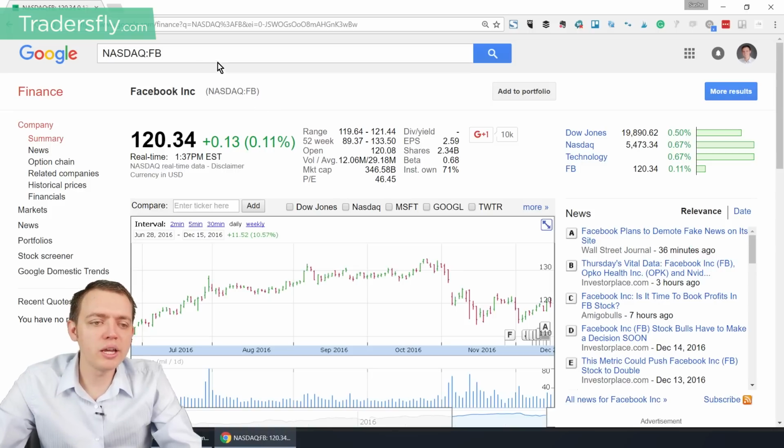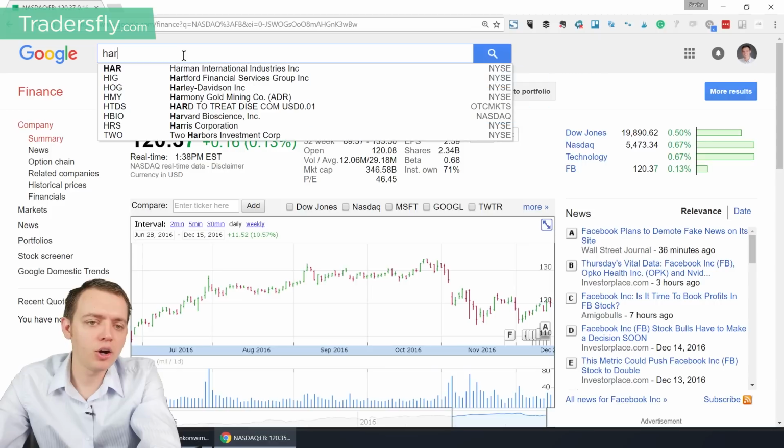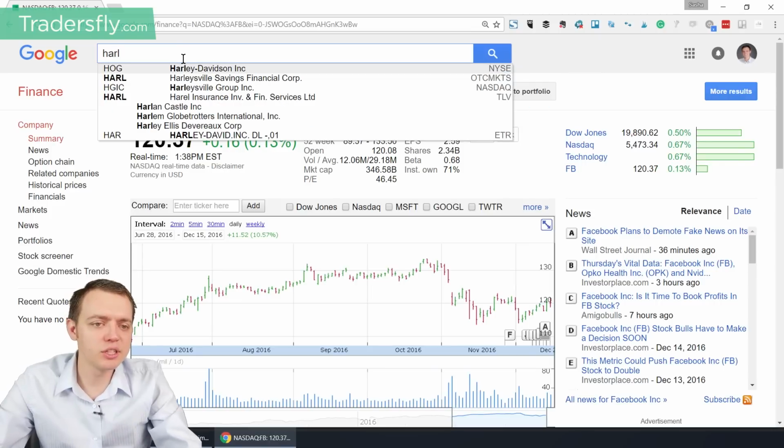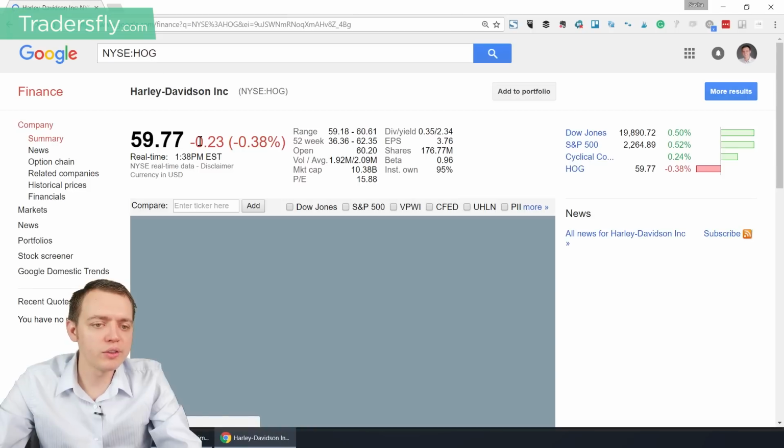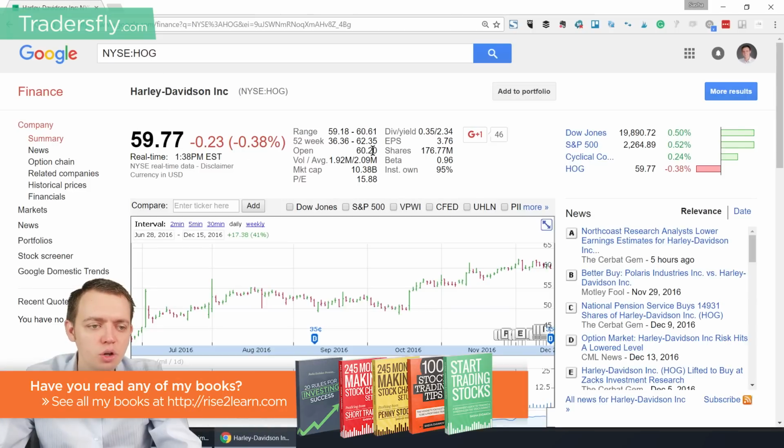Now in some trading platforms and panels, they already will show you this, but let's look at another company example, let's just say Harley Davidson. If I type in Harley Davidson, you can see the ticker symbol HOG right there, and it'll tell you the price per share, as well as the opening price for the day. So anyways, that's how you get the ticker symbol.